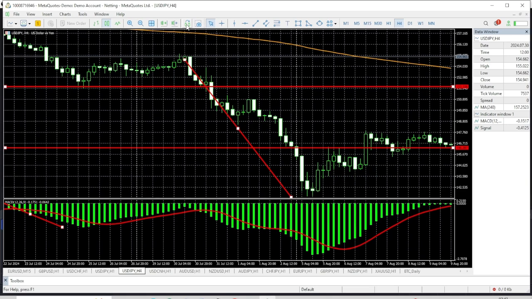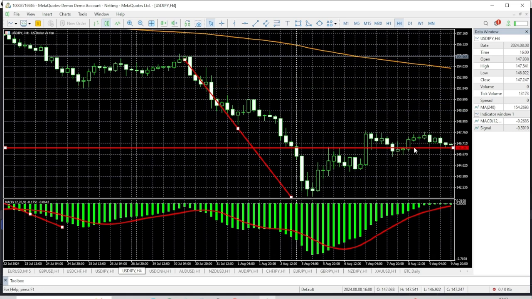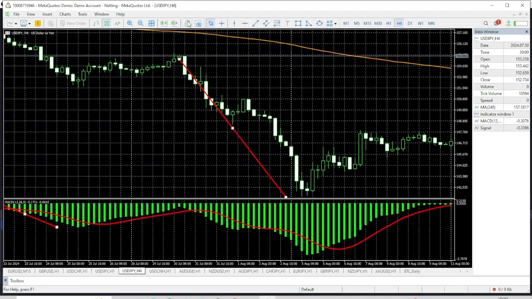The market is still in a downtrend. Let me remove all these ones now. Why is it still in a downtrend? Because the EMA 240 is still saying it is down. The MACD is still saying it is down.